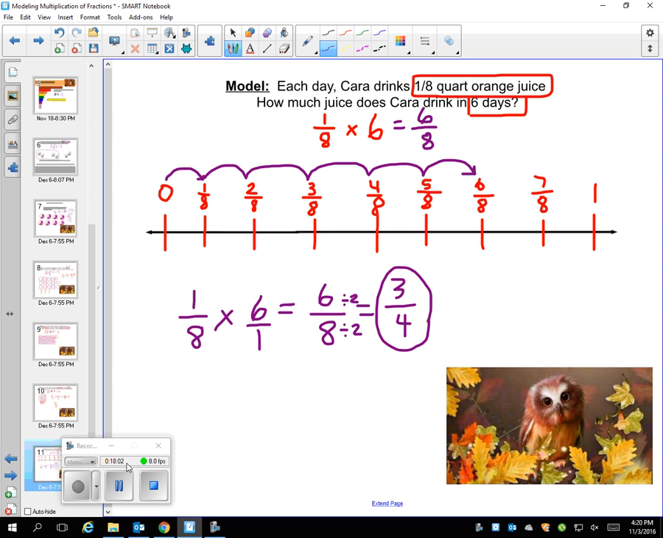Okay, so today you're going to be doing your worksheet in your packet titled Modeling Fraction Multiplication. So you can go ahead and get started. What you don't finish in class today, you will need to finish at home.